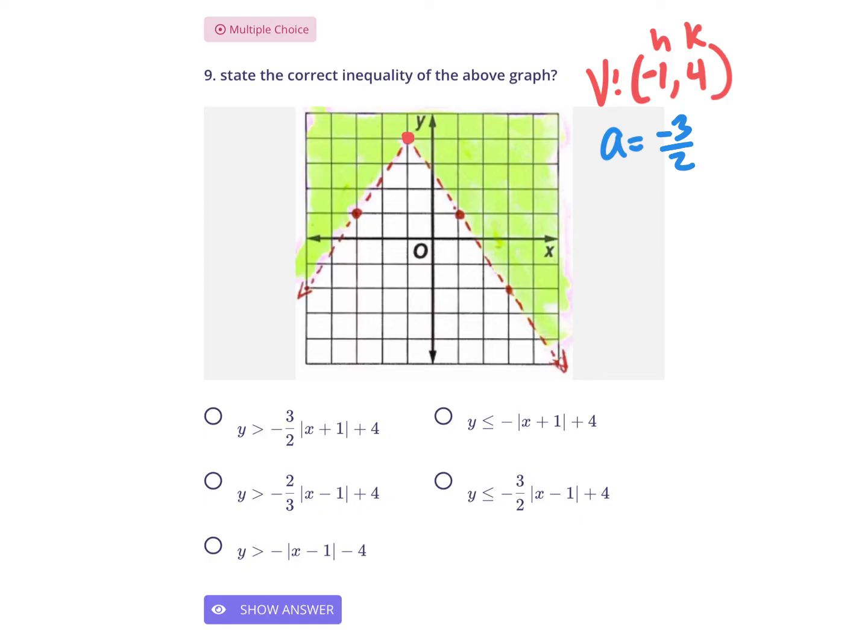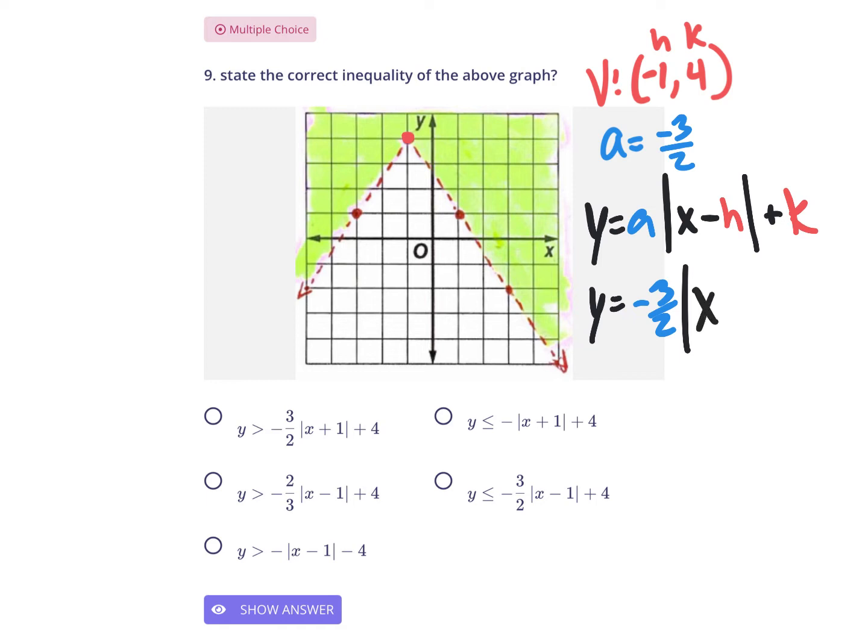So let's plug it into our absolute value form. And we will have y equals -3/2, open absolute value, x minus h, which happens to be a -1, close absolute value, plus k, which happens to be 4. And let's clean this up a bit. The minus minus changes to plus plus, and there's our answer.